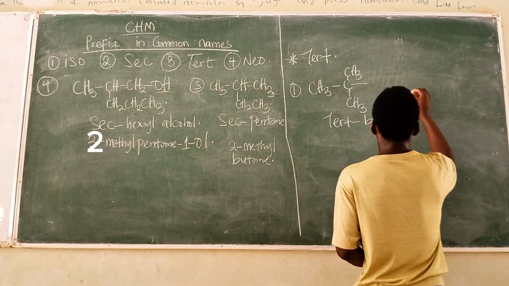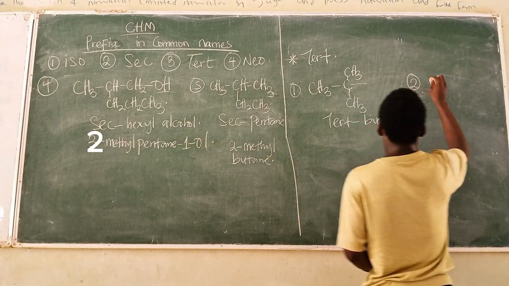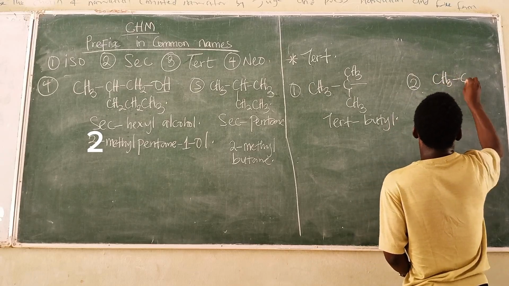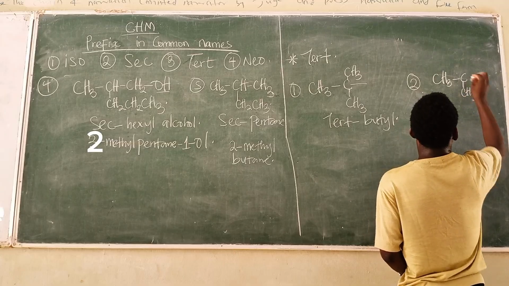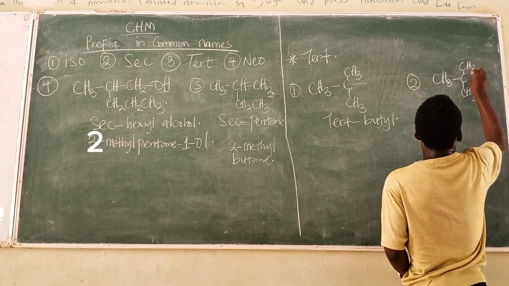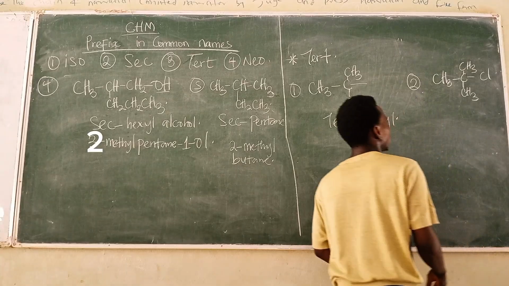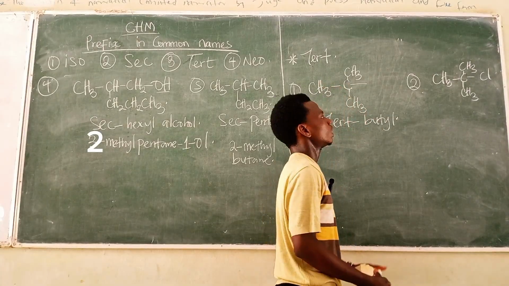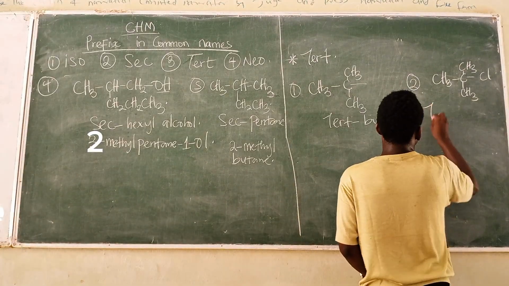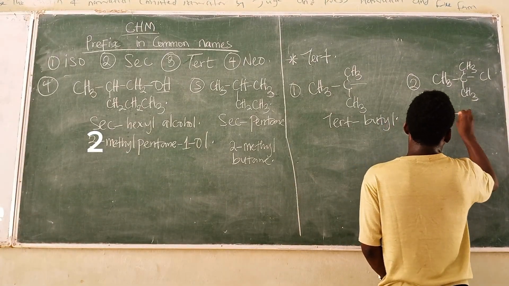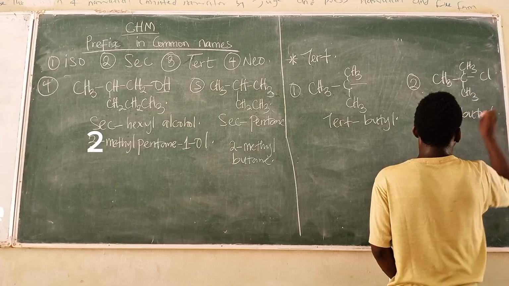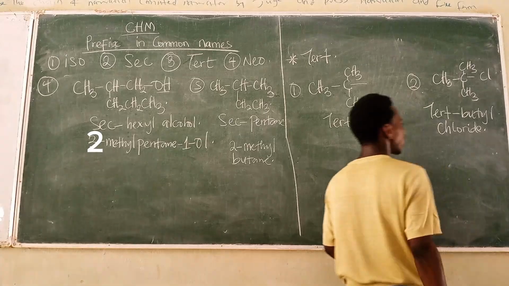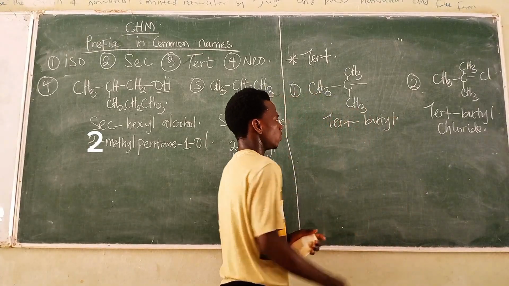Let's say we have another example. Now, let's say this is bonding to a chlorine atom. It can be a bromine. It can be any other functional group. So, the name of this becomes Tert butyl chloride. Tert butyl chloride. That is how you identify it.